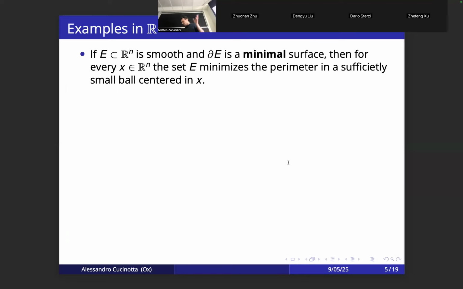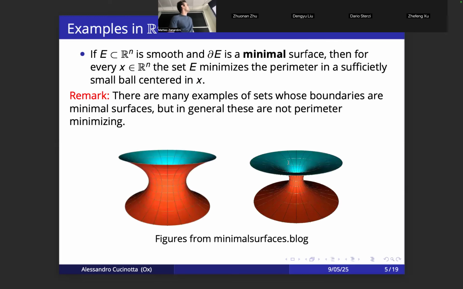The first class of examples comes from minimal surfaces. If we have a smooth set E such that the boundary is a minimal surface, meaning that the mean curvature is 0, then it is easy to check that if we pick any point in Euclidean space, there is a sufficiently small ball, depending on the point and on the set, such that in this ball the set E minimizes the perimeter. There are a lot of famous minimal surfaces, so this gives an important class of examples. An important remark is that these sets are usually not globally perimeter minimizing.